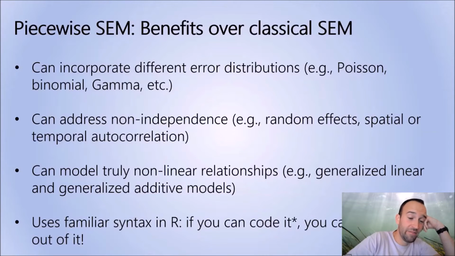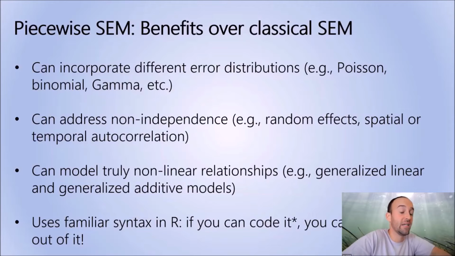Those are all possible within the piecewise SEM package. And again, just treating the data more in line with how the data are generated. And most recently, we've extended the model classes to include truly nonlinear relationships. Formerly, this was through things like generalized linear models, which were linearized through the application of a link function, so a log link for something like a Poisson model. But now we can fit truly nonlinear functions in the form of generalized additive models and incorporate those into our structural equation model. I will say that the implementation of this is very new.